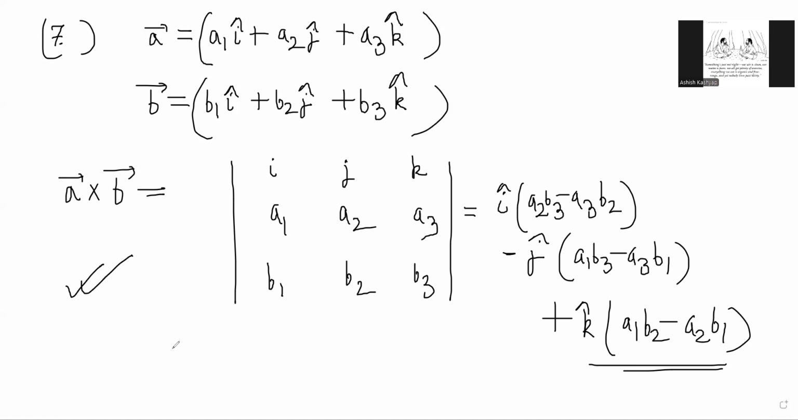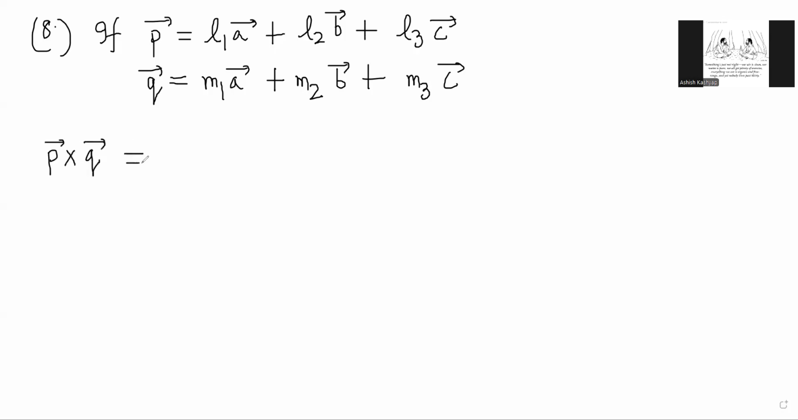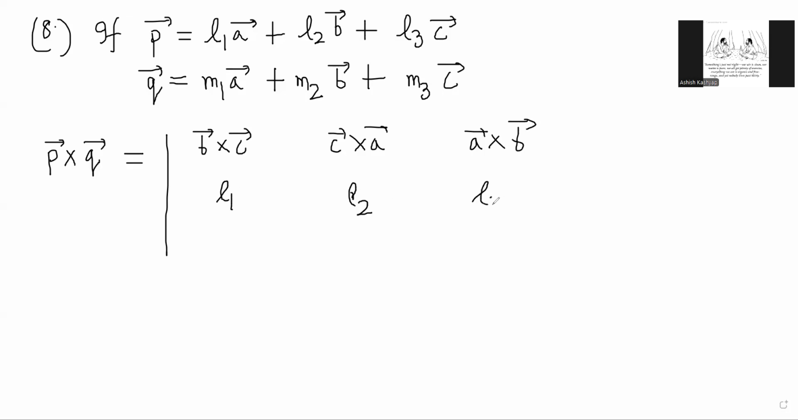Okay. Now, another theorem that sometimes becomes useful that I can list down for you is if vector P can be written as L1 times vector A plus L2 times vector B plus L3 times vector C, and vector Q can be written as M1 times vector A plus M2 times vector B plus M3 times vector C. Basically, P and Q are being represented in terms of the three basis vectors A, B, and C. Both P and Q are being represented as a linear combination of A, B, and C. Then, if I want to calculate P cross Q, that will be equal to the determinant B cross C, C cross A, A cross B, and you have L1, L2, L3, M1, M2, M3, right?